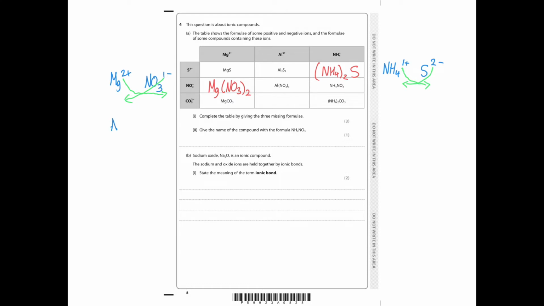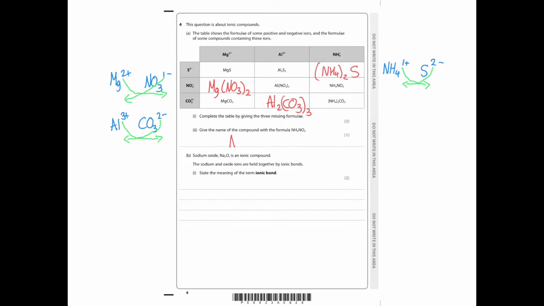Repeating this for aluminium 3+ and carbonate 2-, this is the most complicated of this kind of example that you will get. I end up swapping the Al3+ and the CO3 2- to get Al2(CO3)3. Remember, the brackets are there because the 3 applies to the carbonate as a whole, not just the oxygen at the end.